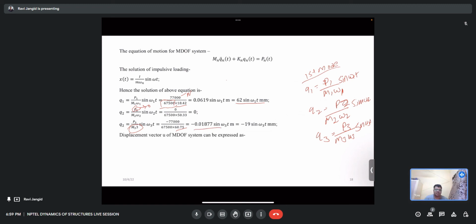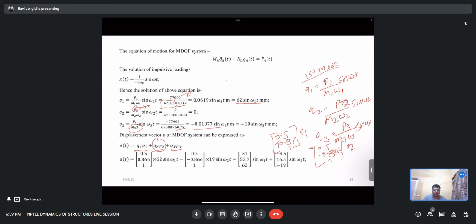If you combine the modal responses, the displacement vector u can be expressed as q1 phi 1 t, q2 phi 2 t, q3 phi 3 t. That will be 0 for q2 because q2 is 0. So multiply with the vectors: 0.5, minus 0.86, plus 1 for the first mode, and for phi 3, 0.5, minus 0.86, 1, with q1, q2. This is the modal vector 3 and q3, and this is the combined modal response.